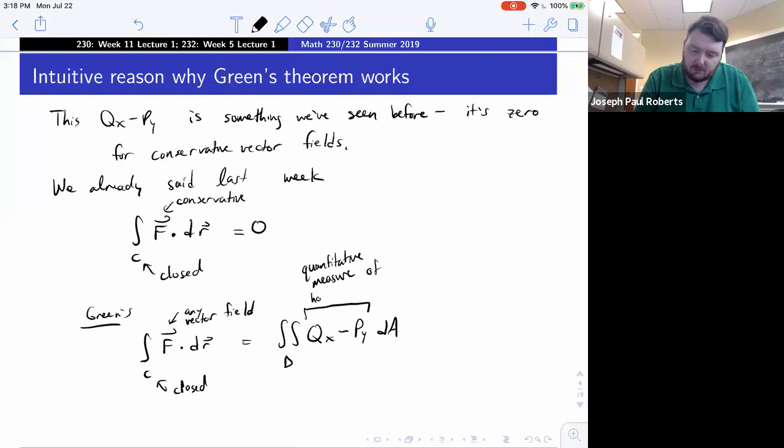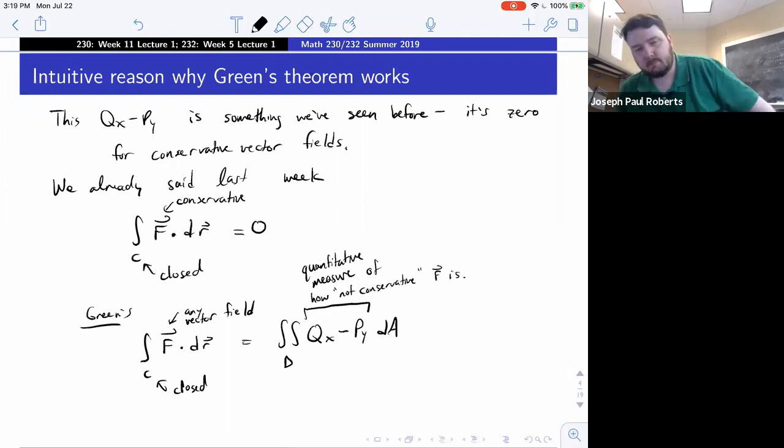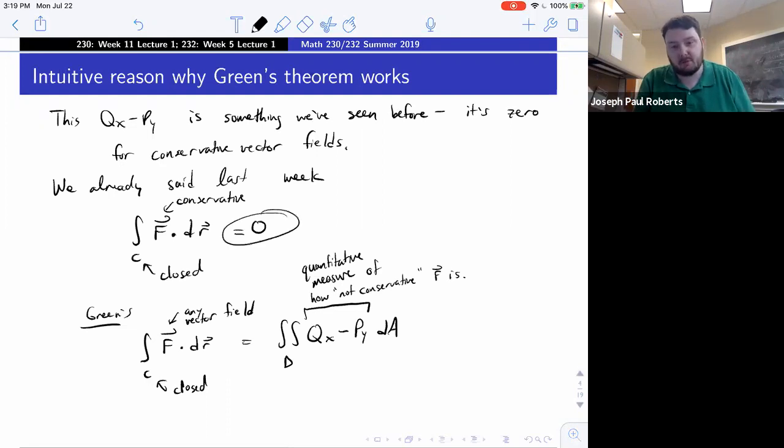So maybe how not conservative F is. So Qx minus Py is 0 when it is conservative. It's non-zero when F is not conservative. And so it makes intuitive sense that the work done on a closed curve is going to depend on how far off your vector field is from being conservative. Because when it is conservative, it's no work. When it's not conservative, it has something to do with how far these partial derivatives are from each other.